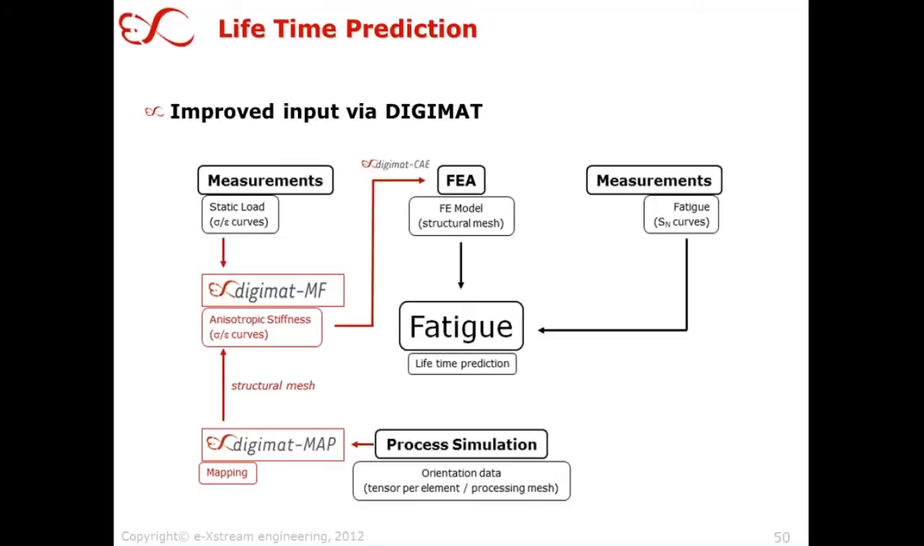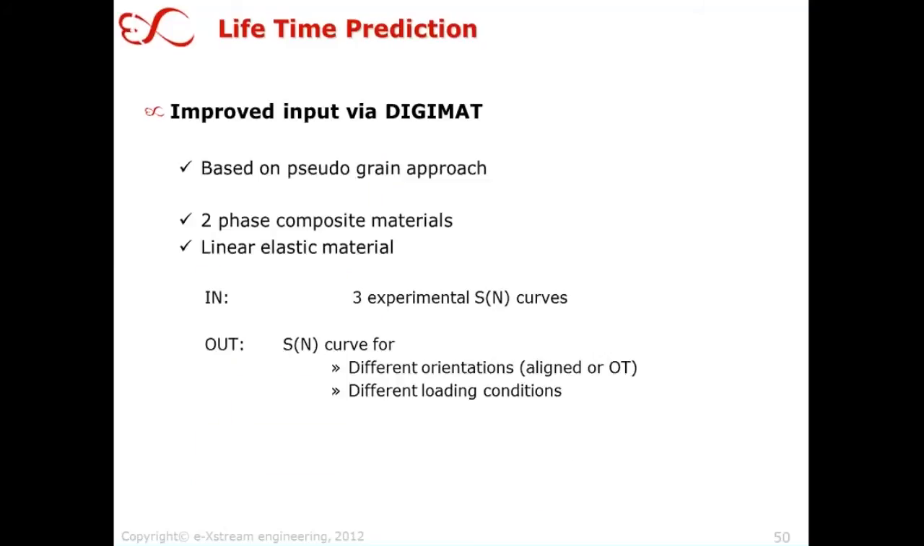But what is lacking is, on the right side, of course, the lifetime prediction. The Wöhler curves are also dependent on the anisotropy induced through the fibers in the material. And so what you need is anisotropic SN curves for high cycle fatigue. And this is exactly what we have in our software today.